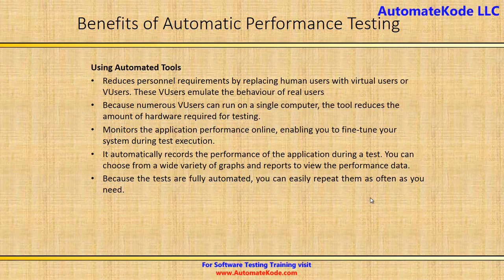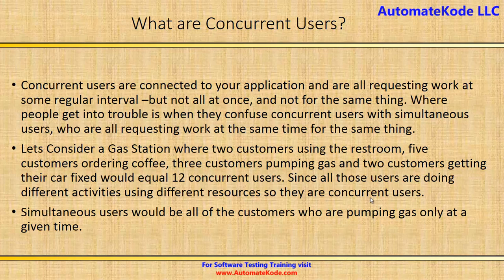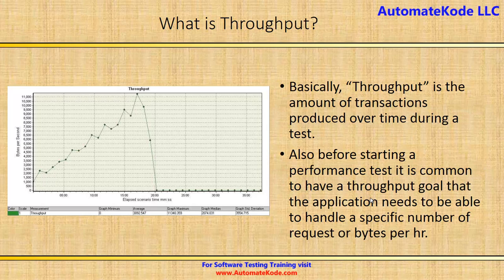Now again, using an automation tool, it is easy to create reports, easy to rerun tests, and easy to analyze, right? So this is the benefit of automation tools. Now what are concurrent users? We already discussed. I have the gas station example here, the same thing we have already discussed. I am going to skip that now.